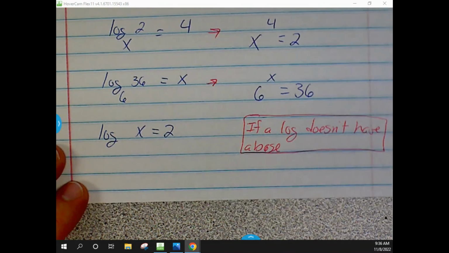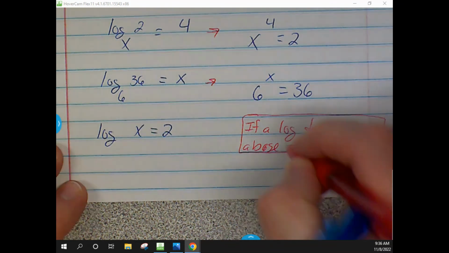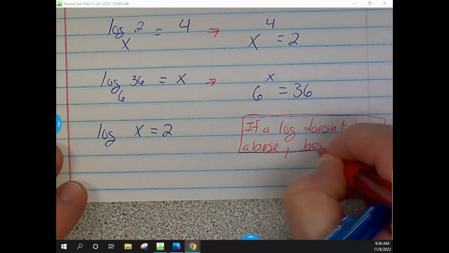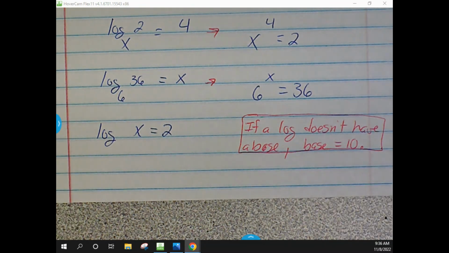Okay, because occasionally you will get some problems like this where you do not have a base. So if a log doesn't have a base, then the base is 10. Okay, so anytime you're working with a problem, if there is no base there, they're just assuming that you're going to know in that case the base would be 10.